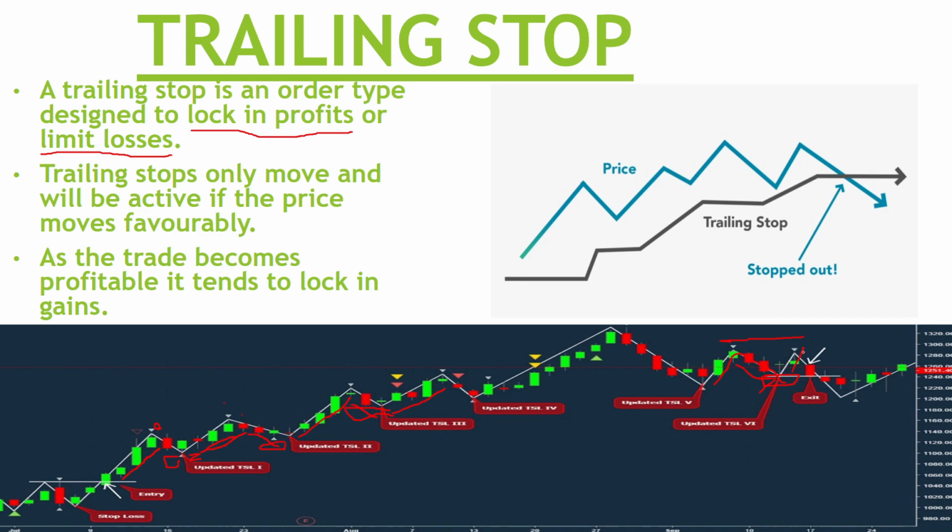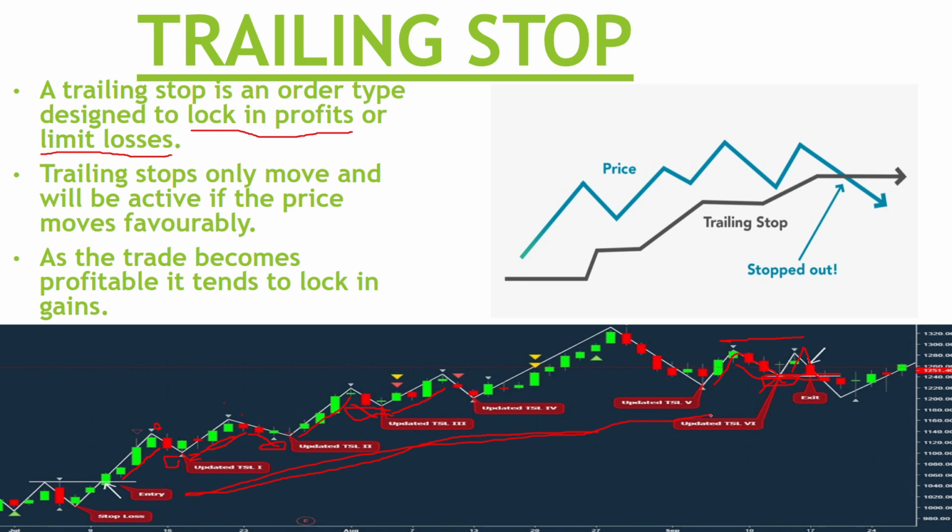So the trade refused to break this recent high it has created. It decided to tank down and hit your trailing stop level, and your trade exits here. It automatically stops you out, and all this profit which you've locked in, from this point down to this point, will be kept in your account. So that's the help of trailing stop.